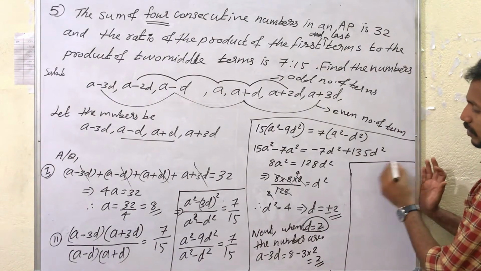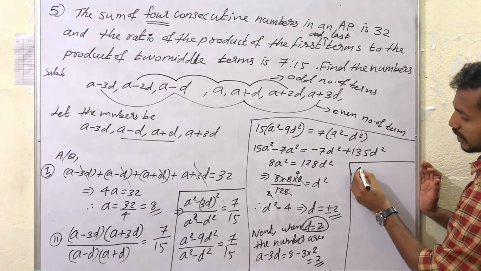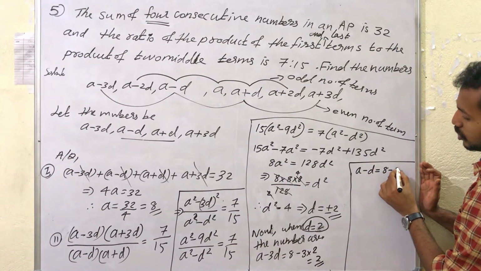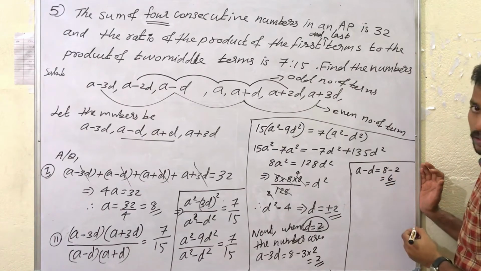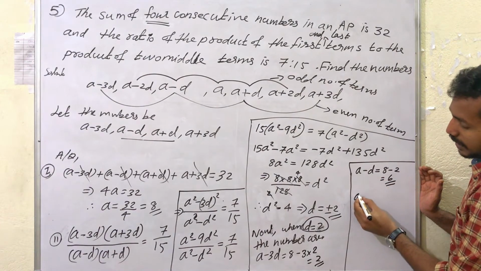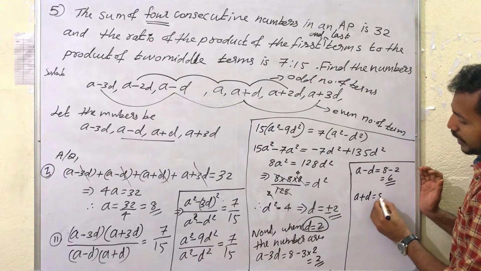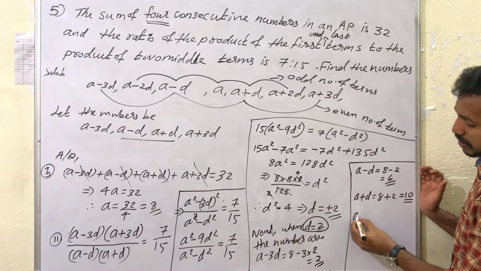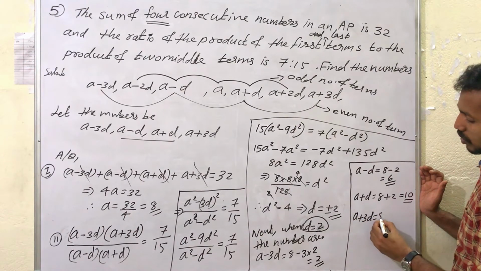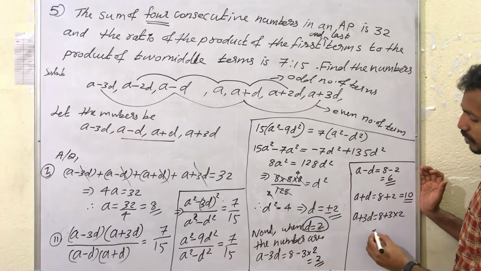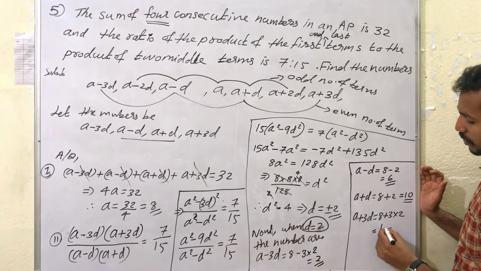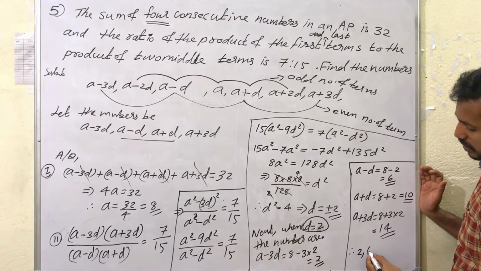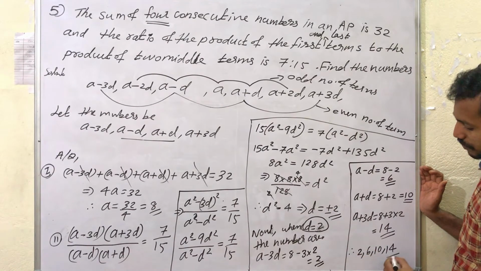Similarly, the second number is a minus d, that is equal to 8 minus 2, which is equal to 6. The third number is a plus d, that is equal to 8 plus 2, which is equal to 10. Then the fourth number is a plus 3d, which is equal to 8 plus 3 into 2, which is 8 plus 6, that is 14. So therefore the numbers are 2, 6, 10 and 14.